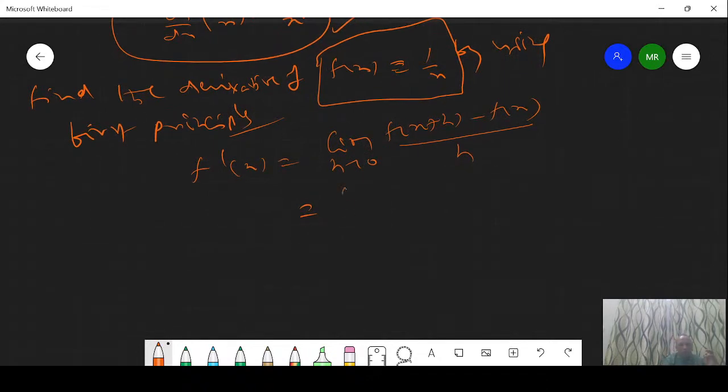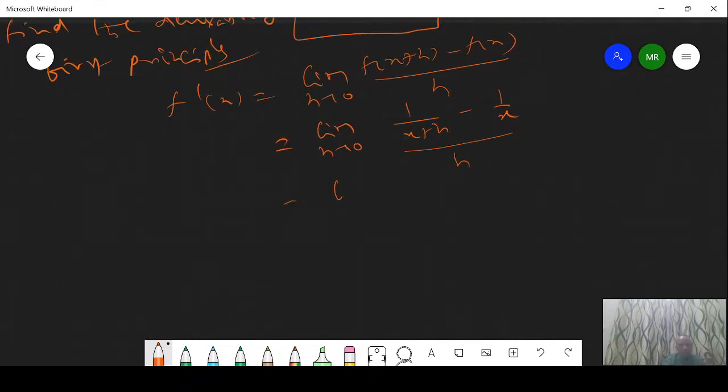If we follow this method, limit h tends to 0, f of x plus h, 1 by x plus h. How, sir? F of x means 1 by x. Replace x with x plus h, 1 by x plus h. I can write this is 1 by x plus h minus f of x, 1 by x, by h. Now limit h tends to 0.